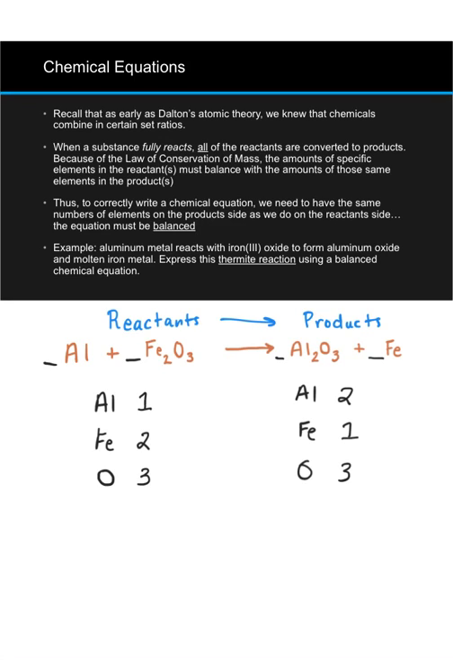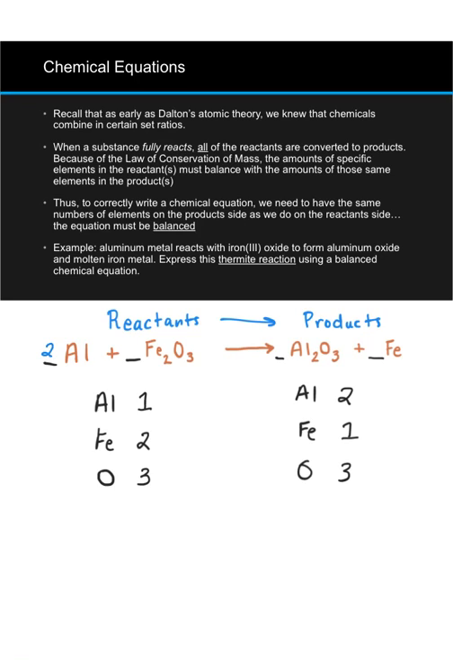Coefficients are numbers that come before a chemical symbol or formula and indicate how many of that element or compound are required or produced for a chemical reaction. In this case, the coefficient in front of aluminum on the left-hand side, the reactant side of this reaction, ought to be 2. In other words, we need 2 aluminum atoms in order to make this reaction happen.